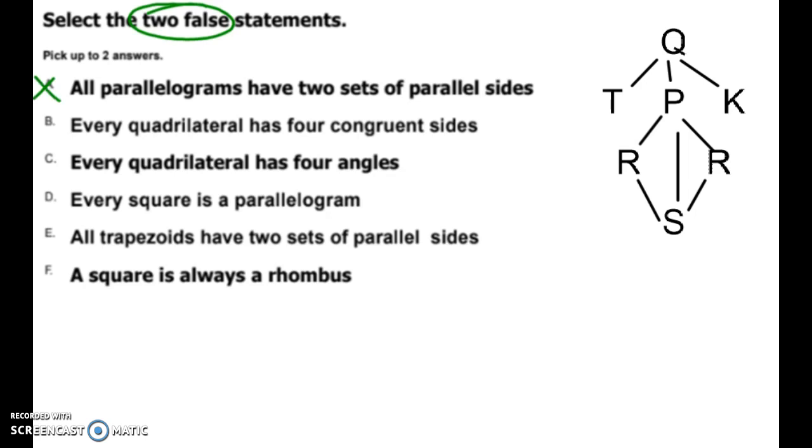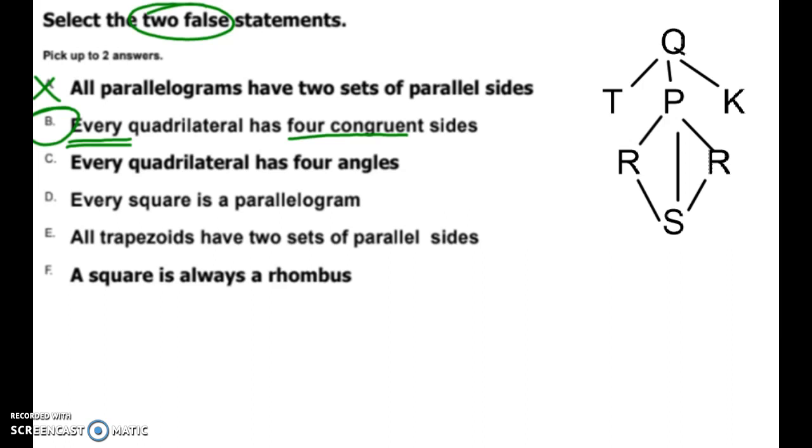Okay. Now, the next one is, every quadrilateral has four congruent sides. Well, I know that quad means four, but we're looking for four congruent sides. So that would mean that not only would the squares and rhombuses have them, but the rectangles, the parallelograms, kites, and trapezoids would have to have four congruent sides. So that is one of our false ones because it says every.